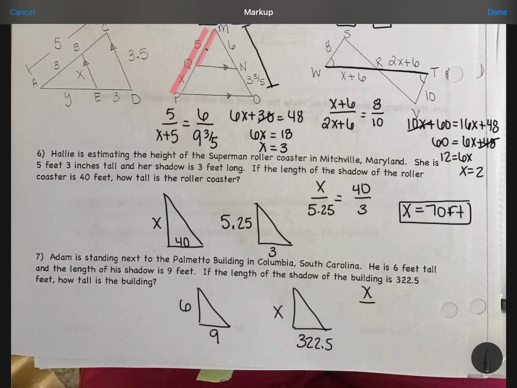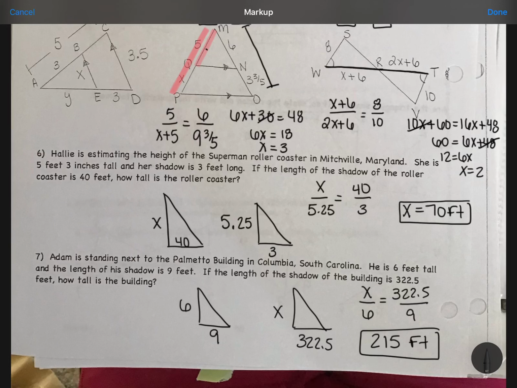Height of the building to height of Adam equals the shadow of the building over the shadow of Adam. I always just start with my x. It does not matter where you start writing your proportion. All right, cross multiply. So I'm going to say 322.5 times 6, and then divide that big old number by 9, and you get 215 feet.